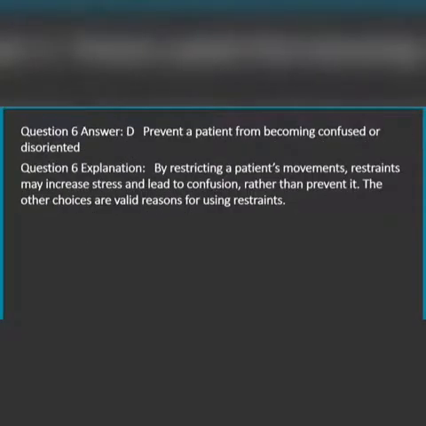Question 6 Answer: D. Prevent a patient from becoming confused or disoriented. Question 6 Explanation: By restricting a patient's movements, restraints may increase stress and lead to confusion, rather than prevent it. The other choices are valid reasons for using restraints.